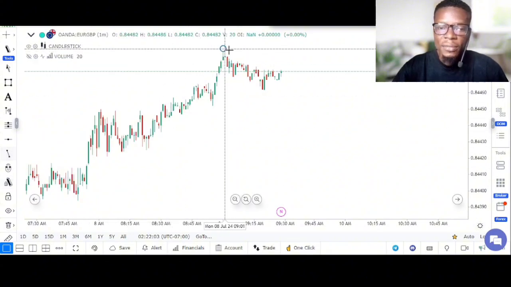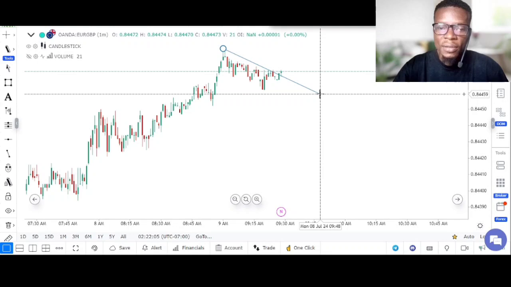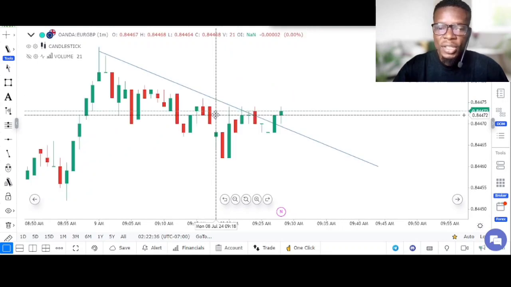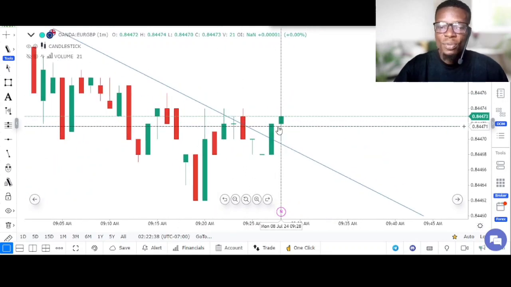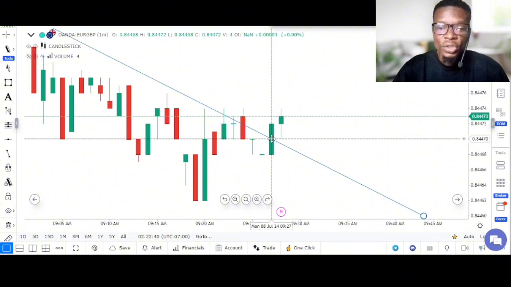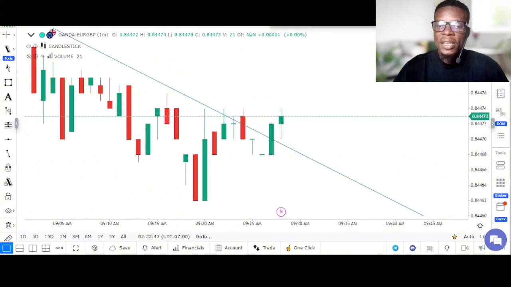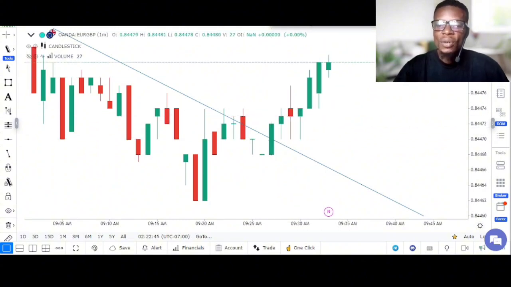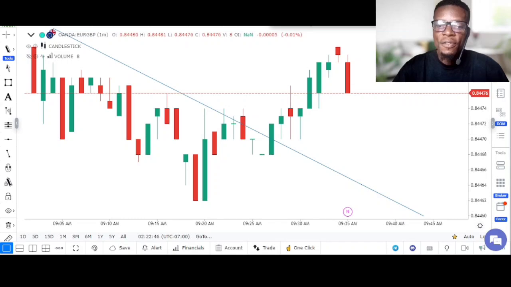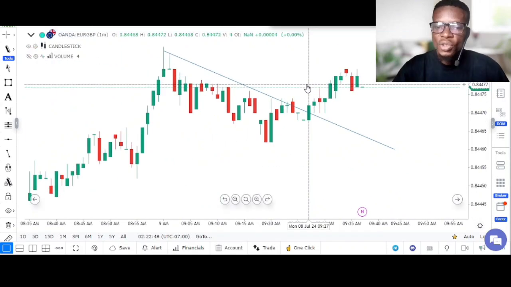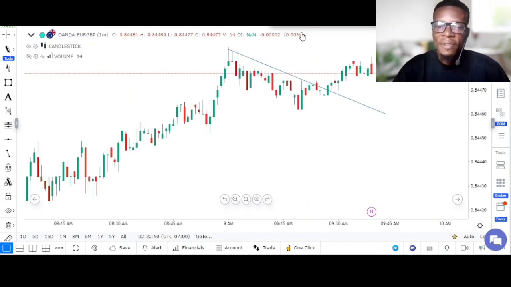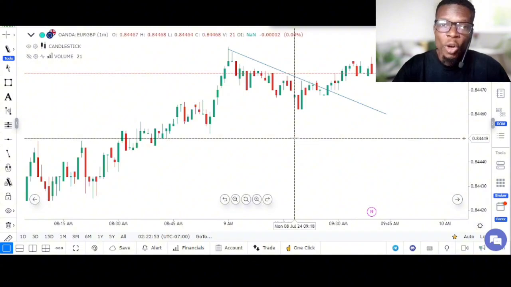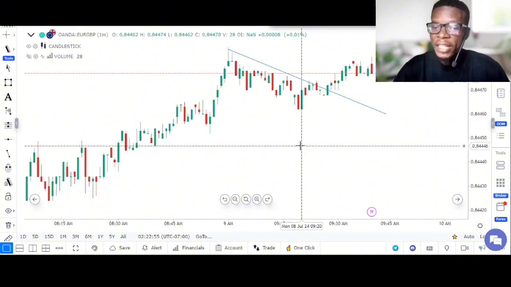Trend line, connecting all these levels together, and you can see that now the price has broken this level on this candle, and you can see that when that happens, the price rose strongly in favor of the buyers. So this is how to identify the setup on an uptrend and trade it effectively, guys.